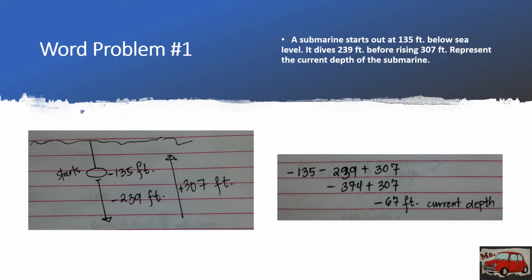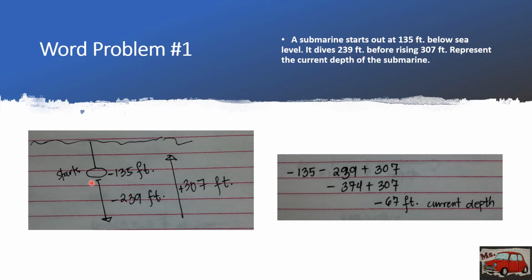Okay, so yung hanapin natin is yung current depth of the submarine, o kung nasaan na ngayon yung submarine. Okay? So, ang nangyari, nag-start daw siya na nandun siya sa ilalim ng tubig, ilalim ng dagat, at nandun siya sa 135 feet. Okay? So, ito yun. So, since nasa ilalim, ibig sabihin, yung sign ng feet niya is negative. Alright? And then, nag-dive daw siya ng 239 feet.